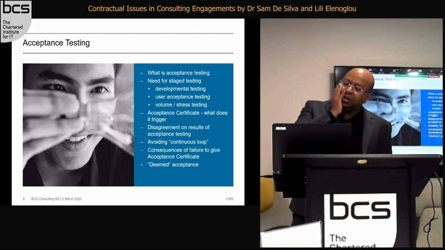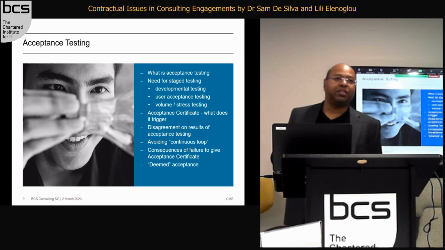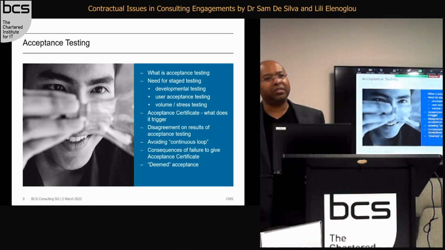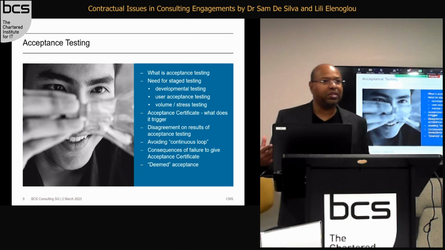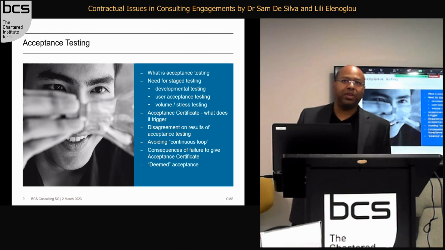There's also what happens if there's a disagreement on the results of acceptance testing. You may say yes, that passes acceptance testing, and the customer says no, it doesn't pass. So you want to make sure that if there's some kind of dispute, there is potential referral to an expert. A third party comes in and then they can make the next call.